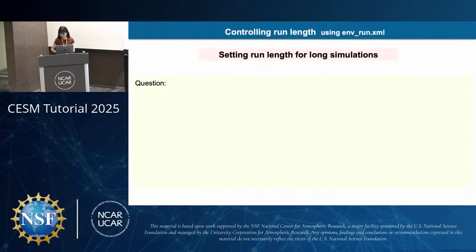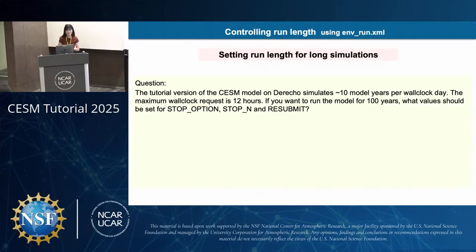Oh yes, I have a quiz. Perfect timing. So our tutorial version of the CESM model, let's say it simulates 10 model years per wall clock day. And the maximum wall clock request is 12 hours. So each job submission you can request at most 12 hours. Now that you want to run a model run for 100 years, what values should you set for stop option, stop end, and resubmit? I'll ask one of you to answer it in 2 seconds.